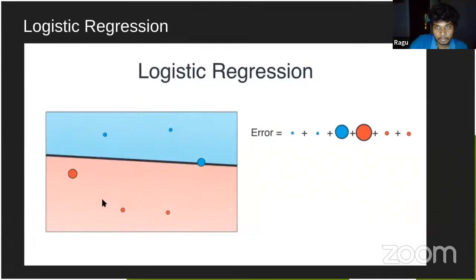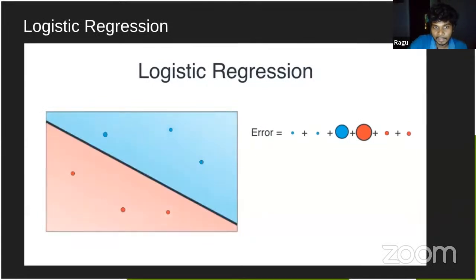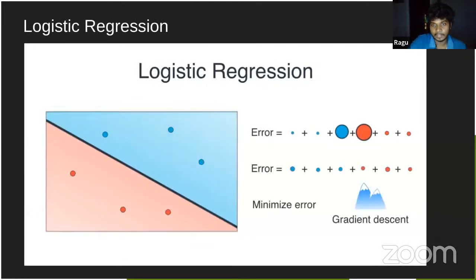So I hope I am clear. Okay, I'll get into the next thing. This is known as the logistic regression algorithm.